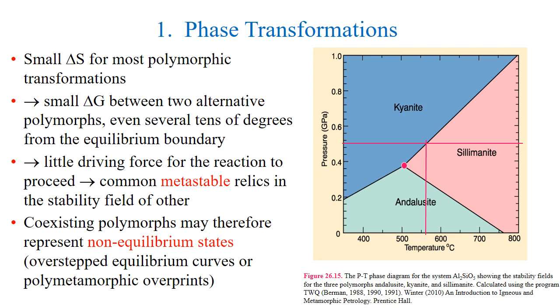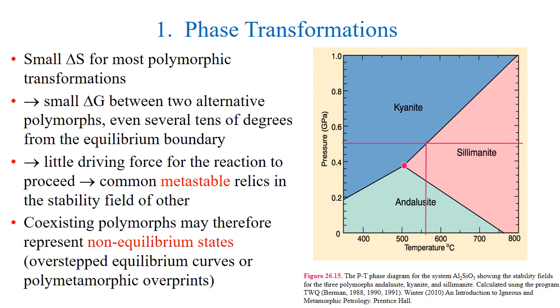and the pressure is estimated from geobarometry, we can estimate a pressure of 0.5 gigapascals, and we can estimate a temperature of 560 degrees centigrade. If all three aluminosilicate polymorphs are found in stable coexistence, then we can suggest the conditions are at the invariant point, where the temperature is at 500 degrees centigrade and the pressure is at 0.38 gigapascals.